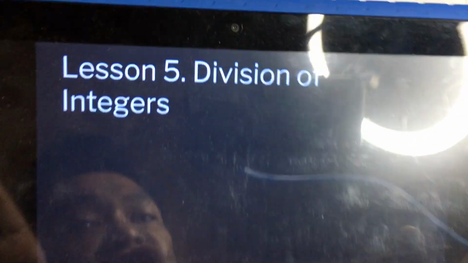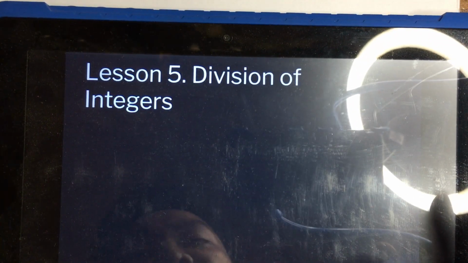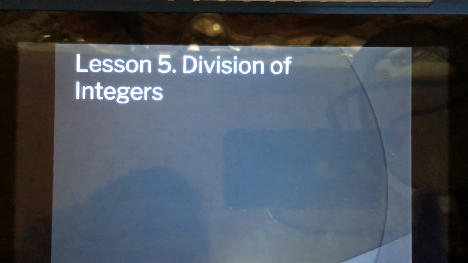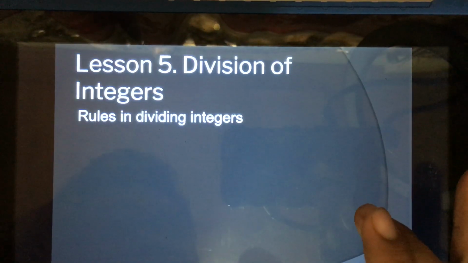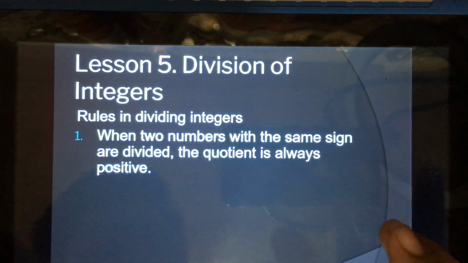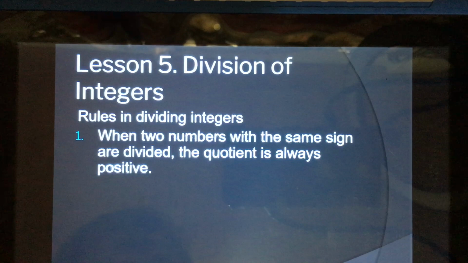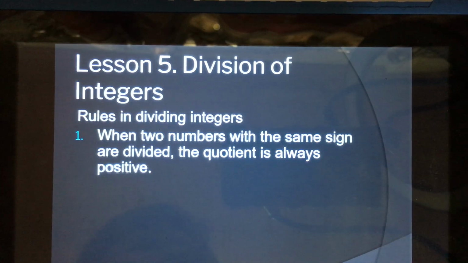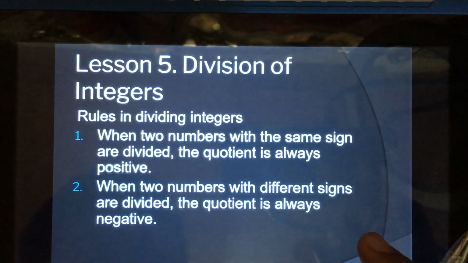Okay, next, let's proceed now to division of integers. So we go now to division. Rules of dividing integers. When two numbers with the same sign are divided, the quotient is always positive. Again, it has the same rule as multiplication. The same signs are always positive. Different signs are always negative.